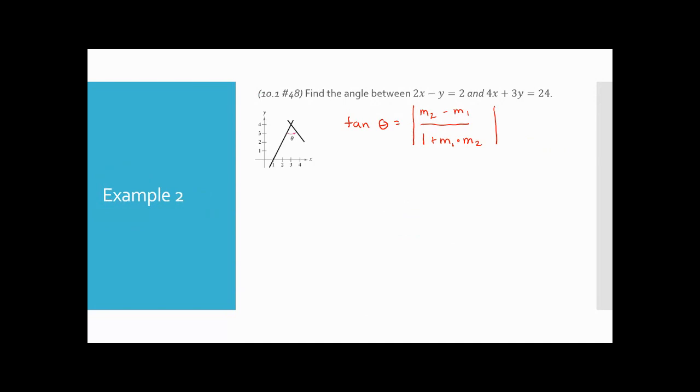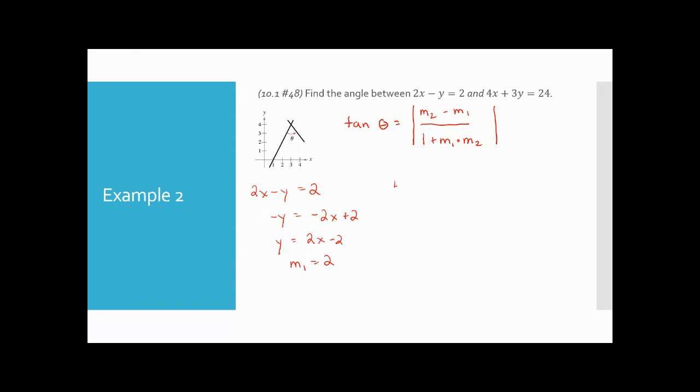So in order to use this formula, we need to actually find the slopes of each of those lines, which means putting them in slope-intercept form. So I've got 2x minus y equals 2. If I subtract the 2x from both sides, we have negative y equals negative 2x plus 2. And then dividing by a negative gives us y equals 2x minus 2. So if this is line 1, then slope 1, m1, is 2, because the slope is the value in front of the x.